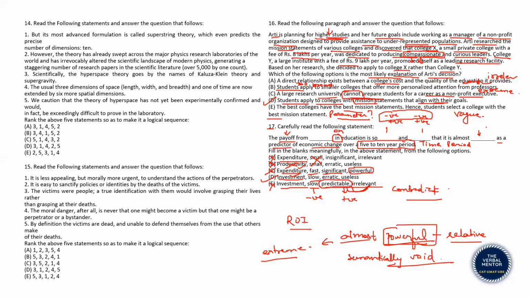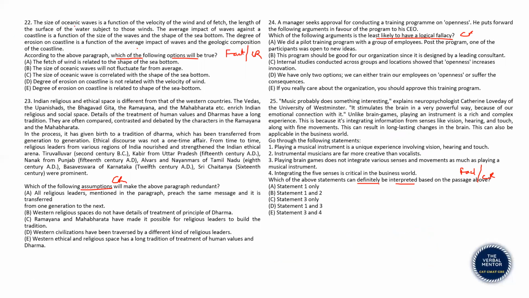Moving on. Any more critical reasoning for me? Okay. The size of oceanic waves is a function of the velocity of the wind and of the fetch. So y is a function of x. Y is proportional to x. Fair enough. The length of the surface of the water subject to those winds is fetch. So velocity and fetch, I am assuming x. The average impact of waves against the coastline is a function of the size of the waves. Okay, so this is z. Z is proportional to y, the size of the waves.